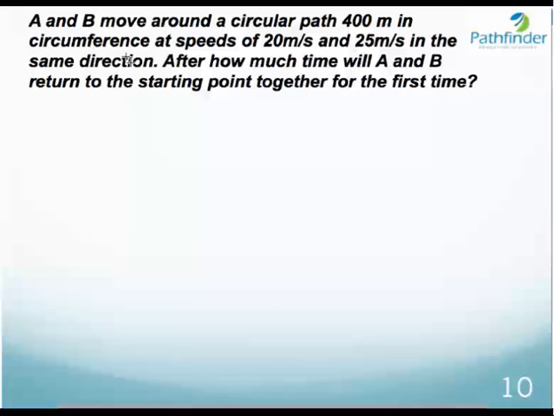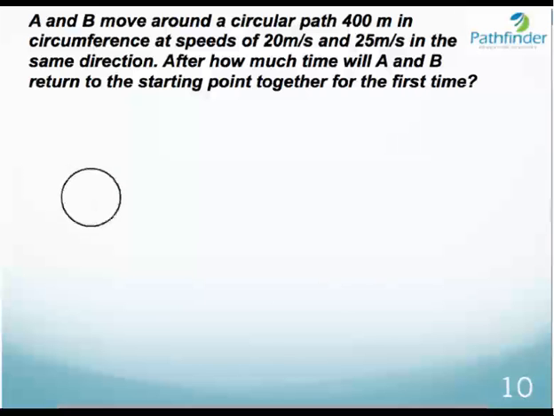So we have question number 1. A and B move around a circular path 400 meter in circumference at speeds of 20 meter per second and 25 meters per second in the same direction. After how much time will A and B return to the starting point together?